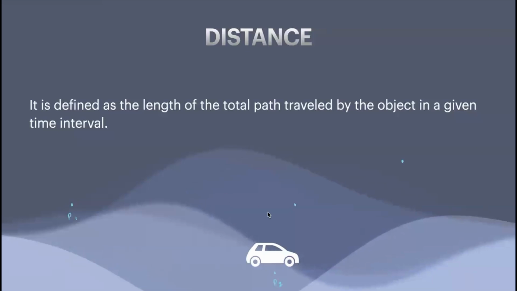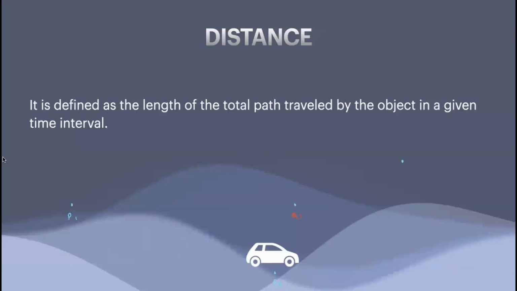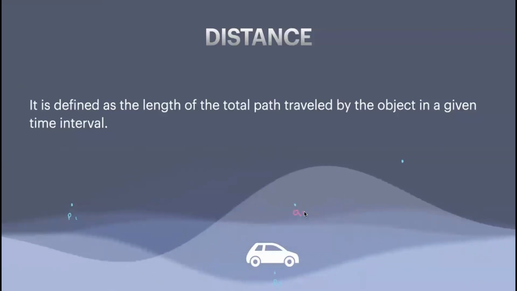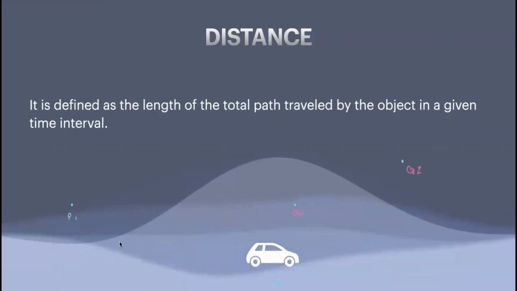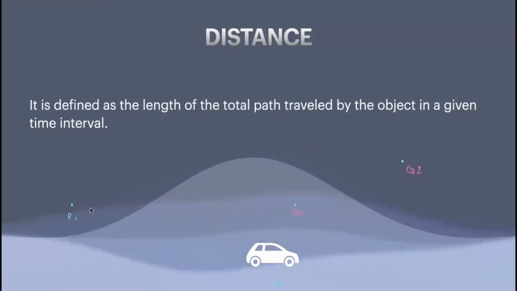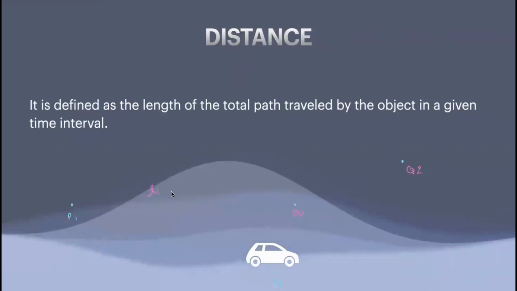So what path did the car travel? I will take this as Q1. Okay, it's Q1, Q2. Okay. So how did the car go? From P1 to Q1 it traveled a distance L1, assume.